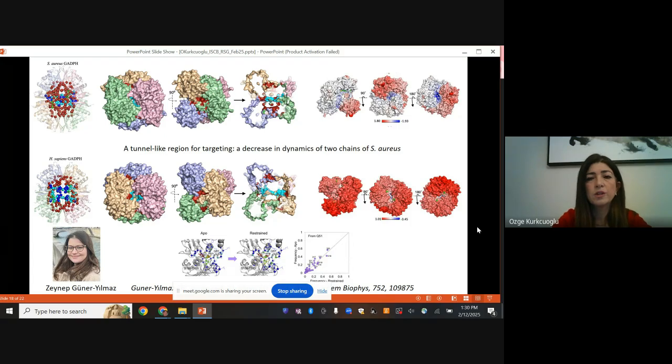And we continued to investigate the allosteric mechanisms of this enzyme. We recently published a paper about that with my PhD student Zeynep and Demet Aktan. And another one with Merve is under revision right now. Both papers are focusing on understanding the allosteric mechanism of GAPDH.